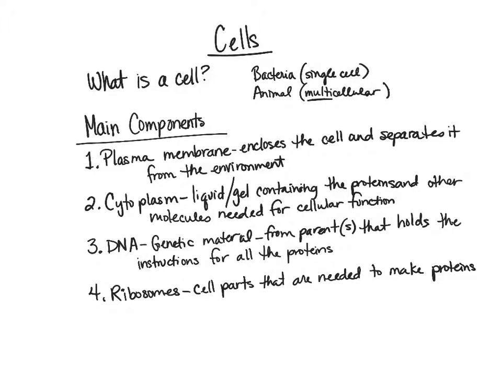All of these different cells have cytoplasm, so they have this liquidy gel that contains all of the stuff that's needed, different molecules and things. They all have DNA, so this nucleic information they're able to pass on from generation to generation. And then all of them have ribosomes, and that's because we need to make proteins, and the ribosomes are the machinery that make proteins.